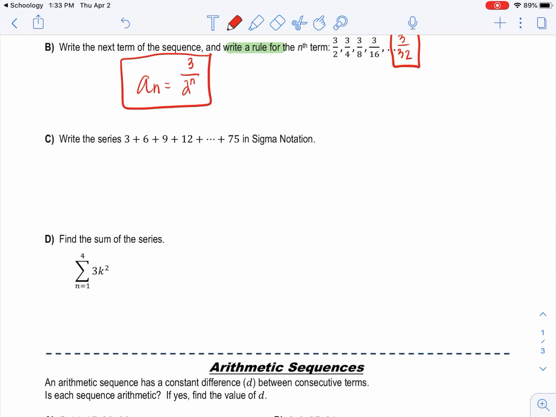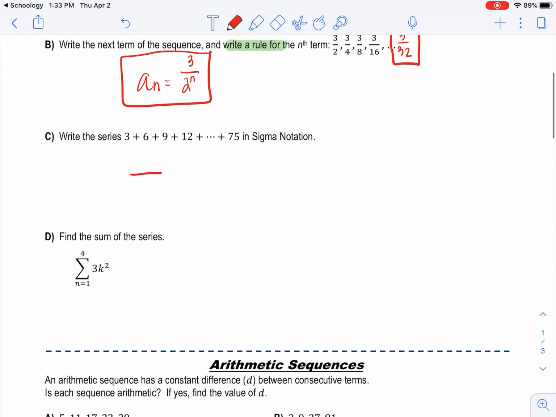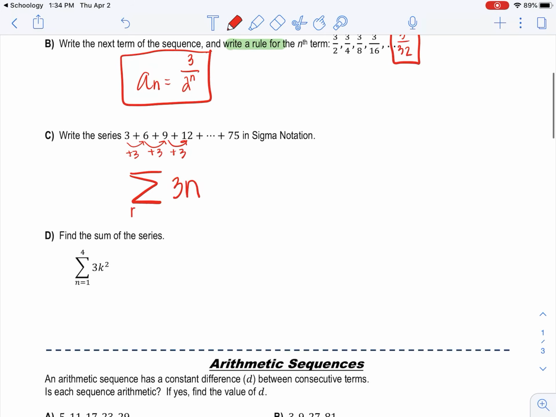All right, next one, write the series in sigma notation. So, sigma. Now I'm going to look for my pattern here. This is plus 3, plus 3, plus 3. So if it's plus 3, remember that is a linear equation, 3n. And then I'm going to start by seeing if I plug in 1, do I get my first term? If I plug in 1, I get 3. If I plug in 2, I get 6. If I plug in 3, it's working.